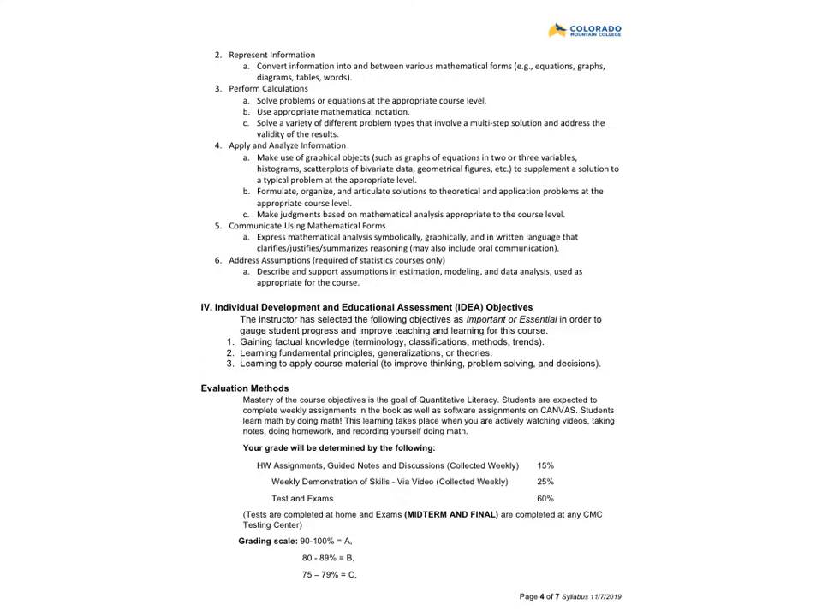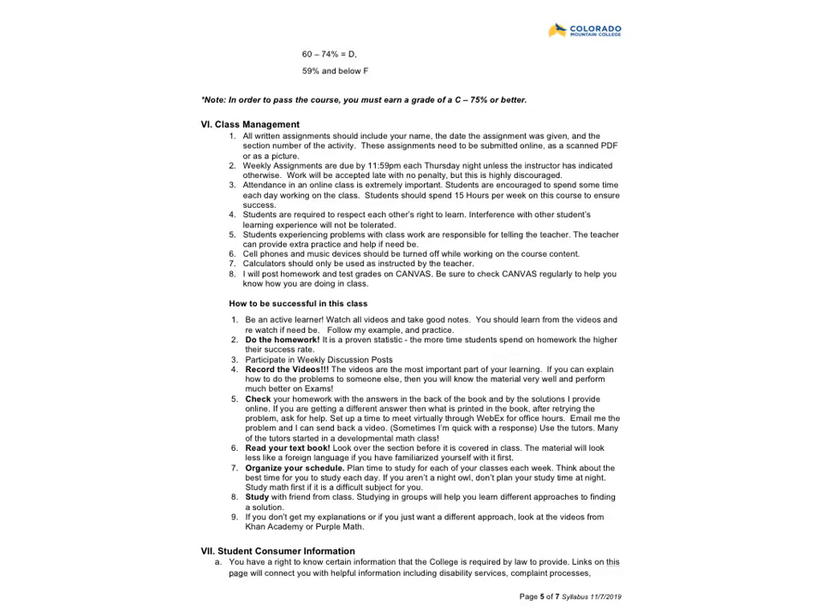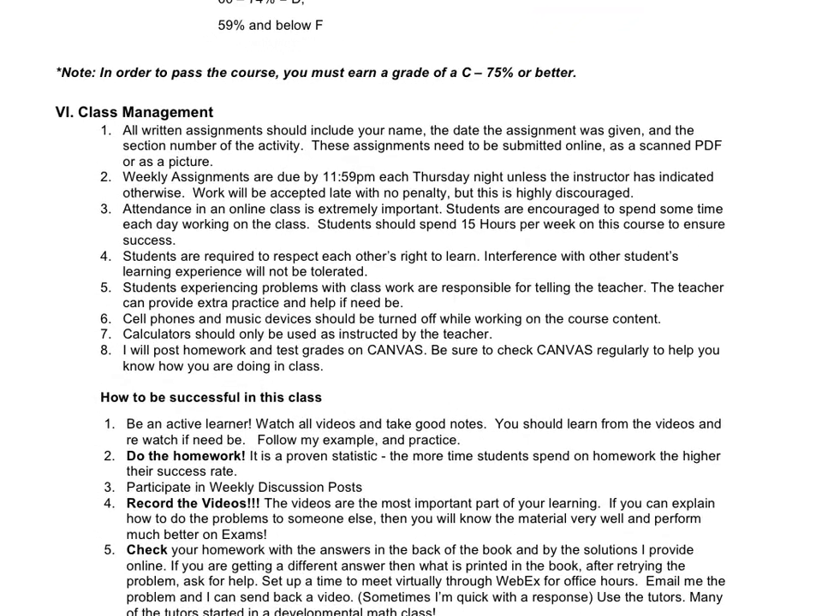If you get a 72%, that's a D, and the School of Developmental Education will not recognize that as a passing grade, okay? So let's take a look at the next page, because it says it right here, in order to pass the course, you must earn a grade of a C, 75% or better. So this is really important that we adhere to that, okay? Let's talk about the classroom management.